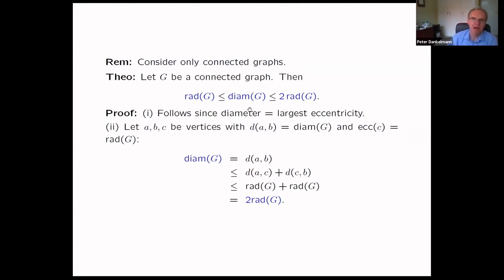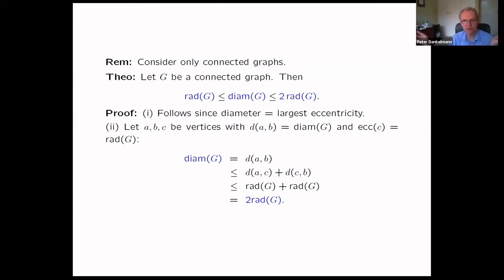Certainly the diameter is the largest of all distances, and that means it must be greater or equal to the eccentricity of any vertex, because that's just the largest distance from this vertex. On the other hand, the diameter cannot be more than 2 times the radius. And the reason, I've written it down here, but it's easier summarized in words.